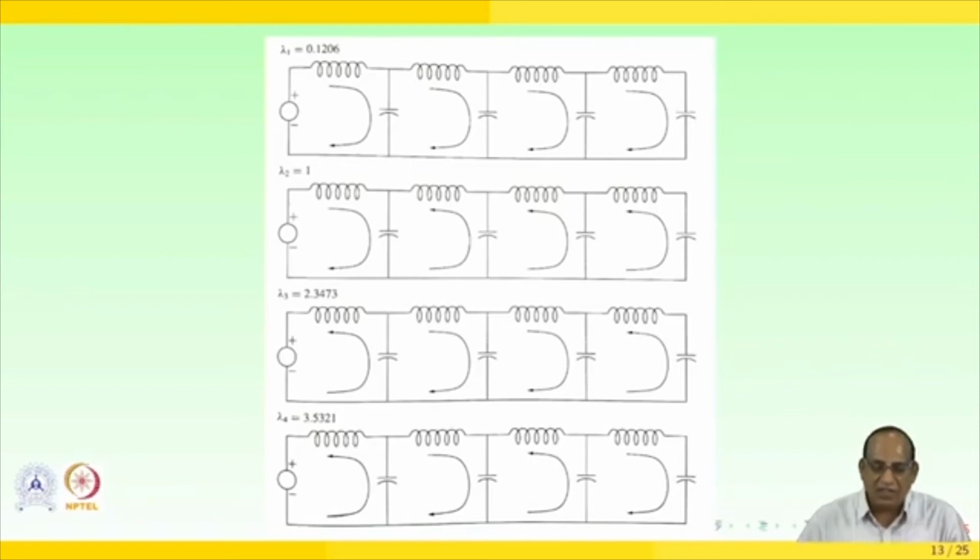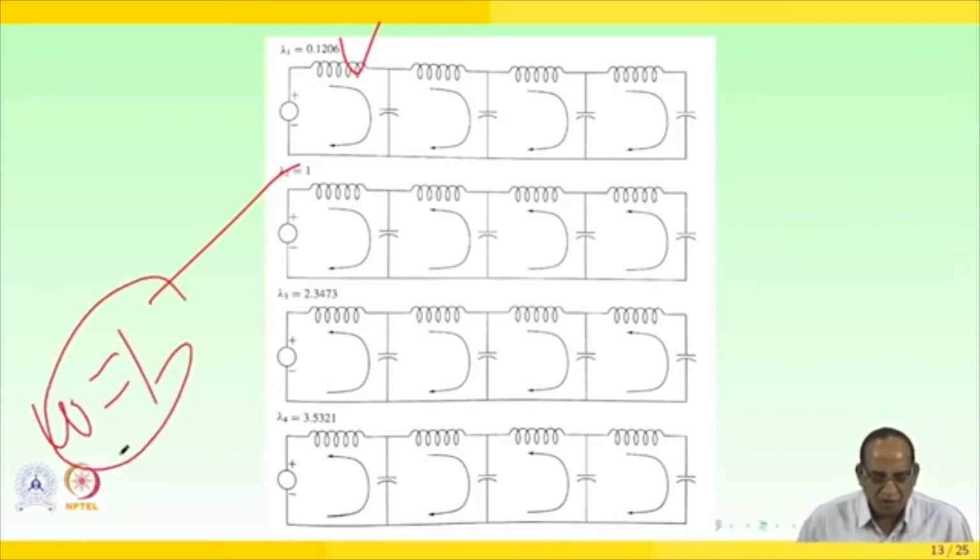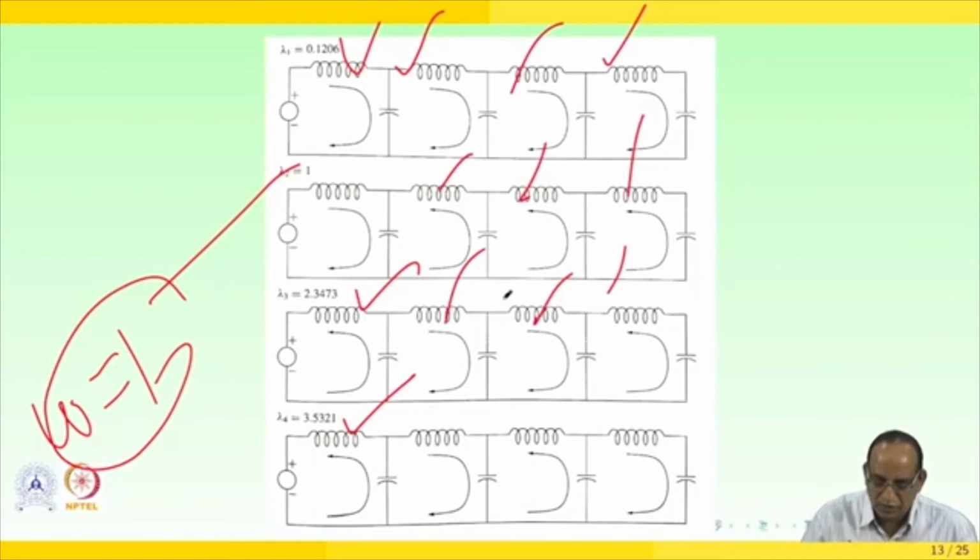So, you see from this figure, that is wavelength 0.1206. So lambda 2 is 1, lambda 3 is 1, lambda 4 is 3.5321 and lambda 3 is 2.3473. Look at this. This is the coil and this is the inductor and this is the current.